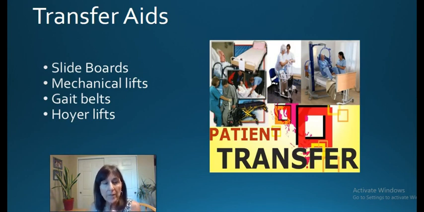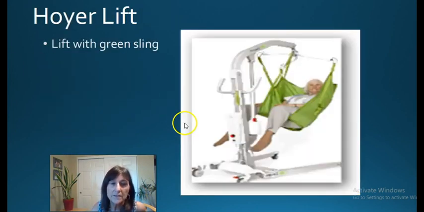There's different equipment, and we're going to go more into this when we go into the restorative nurse stuff, but there is restorative nurses. It's someone usually getting out of rehab, and we're working in that area. But there's slide boards, mechanical lifts, gait belts, and Hoyer lifts. So I'm just going to show you pictures of what this is.